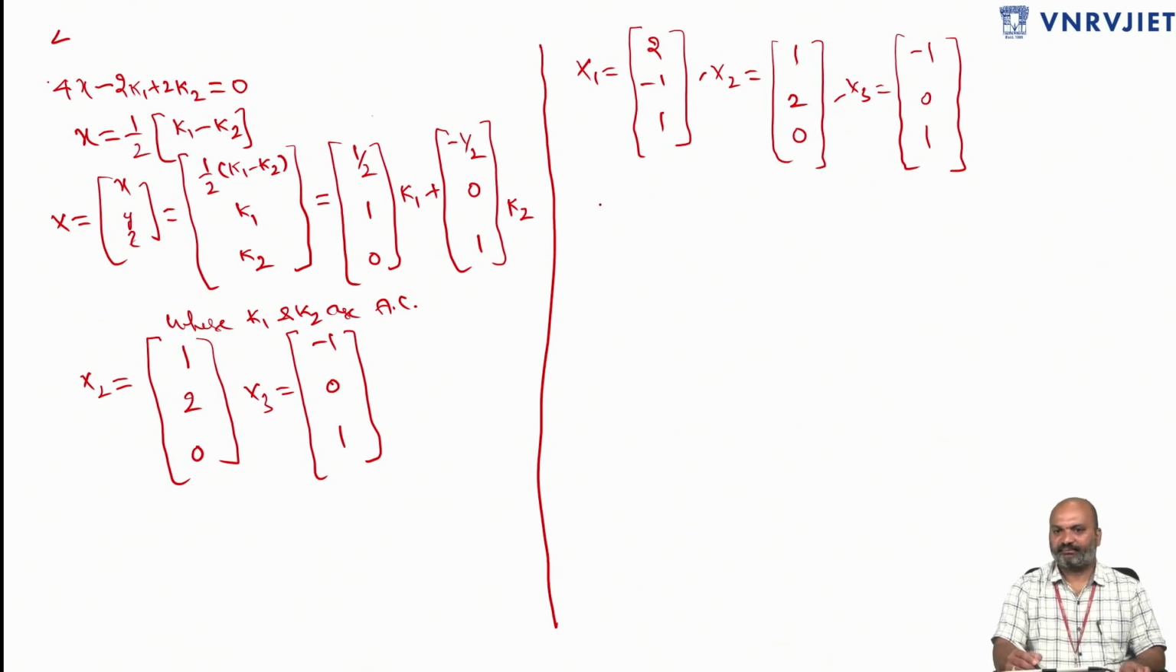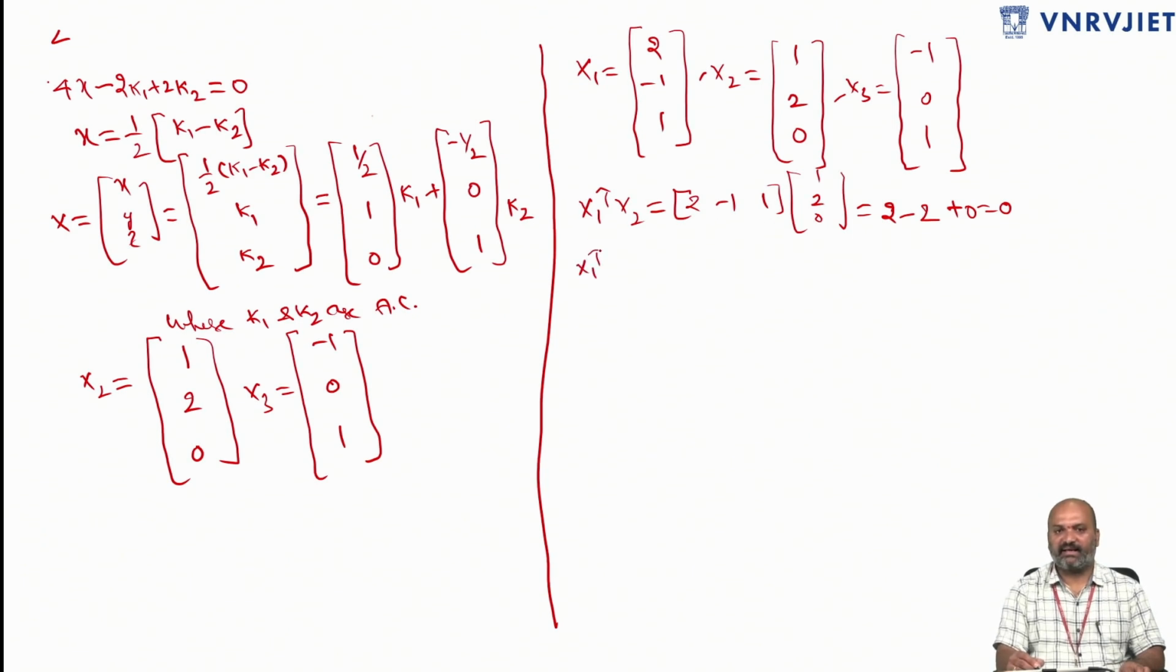Let's verify that. So x1 transpose x2 is equal to x1 transpose, which is a row vector, times x2, which is 1, 2, 0. This is a 1 by 3 vector, this is a 3 by 1 vector, and the result is a 1 by 1 vector, that is a single element. 2 into 1, plus minus 1 into 2 is minus 2, plus 1 into 0, which is equal to 0. So x1 transpose x2 is 0.